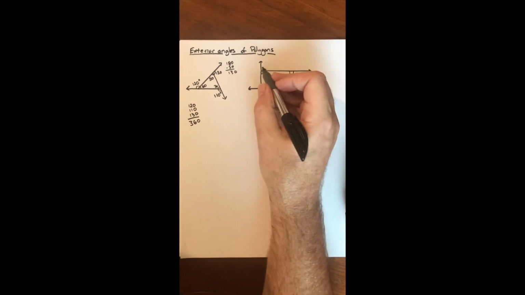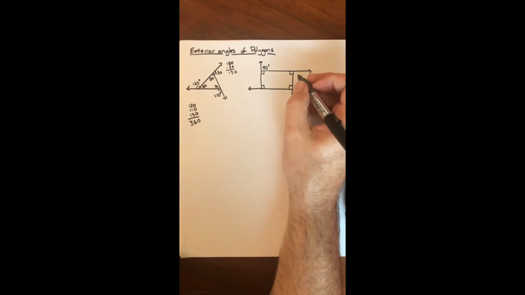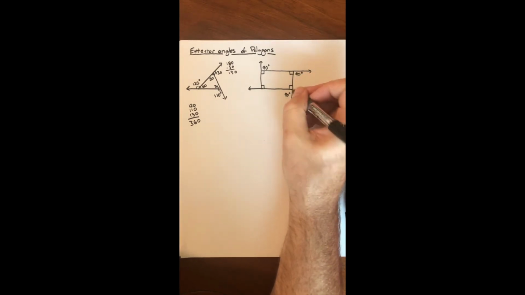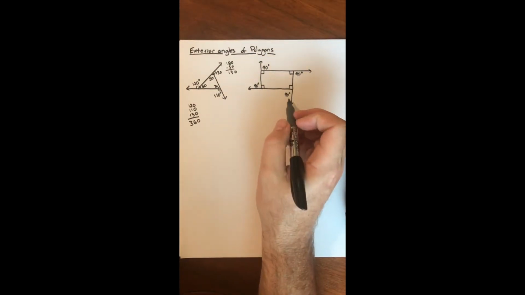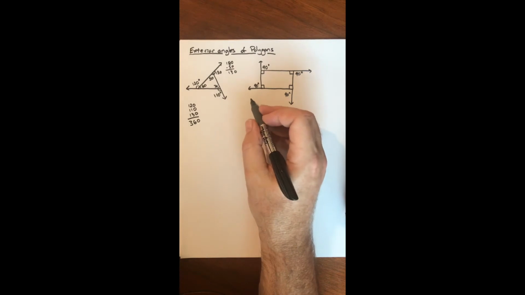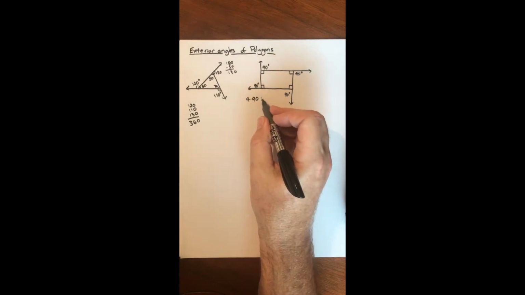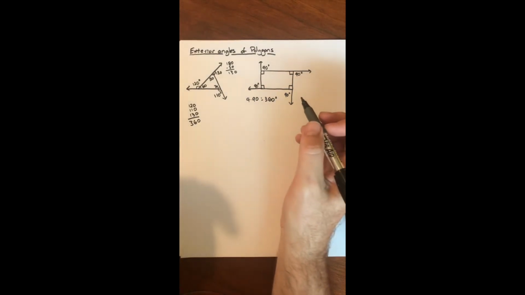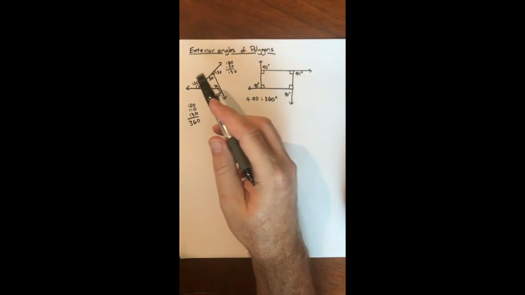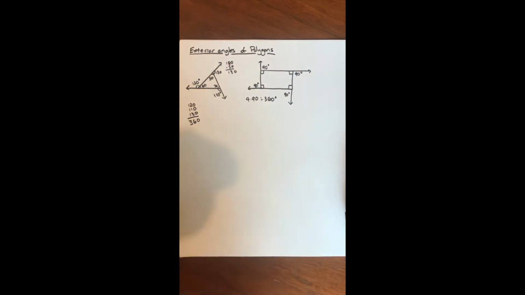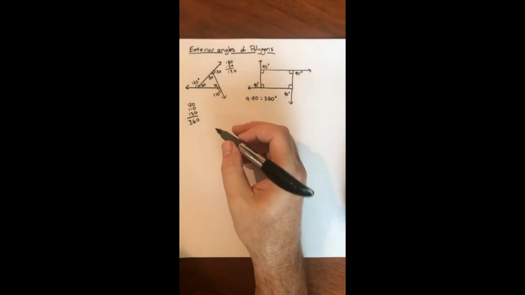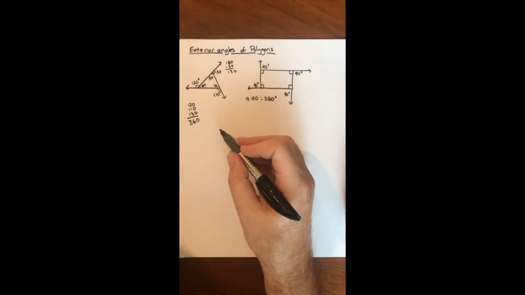If you said 90, you're correct, because 90 and 90 makes 180 degrees. And if I do it over here, 90 and 90 make 180 degrees, and again, all four angles. And I have 90 plus 90 plus 90 plus 90, which I know is 4 times 90. It's 360. So what we see here is that the exterior angles of a triangle are 360. The exterior angles of a rectangle are 360.